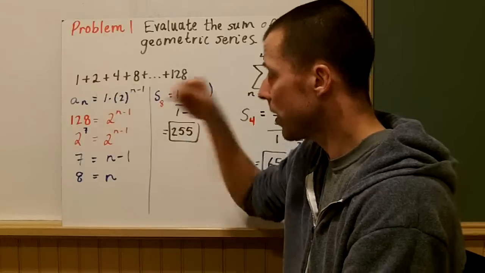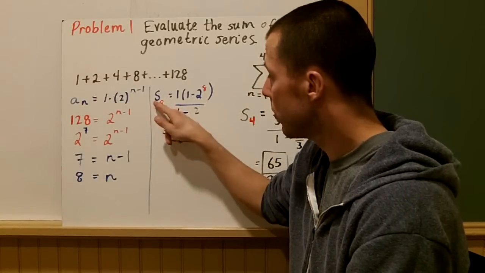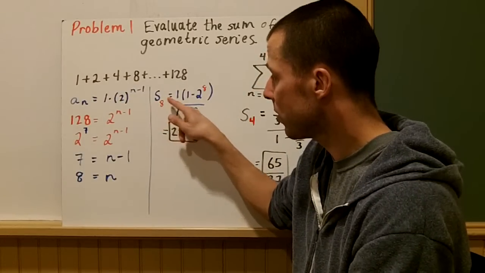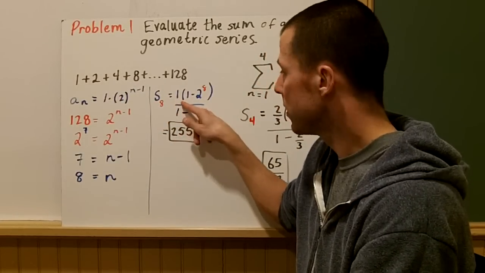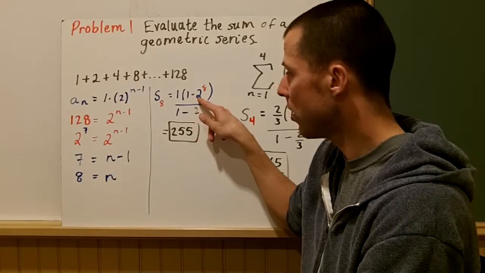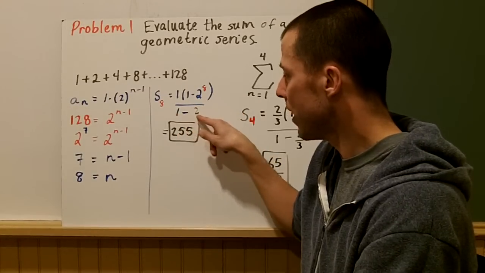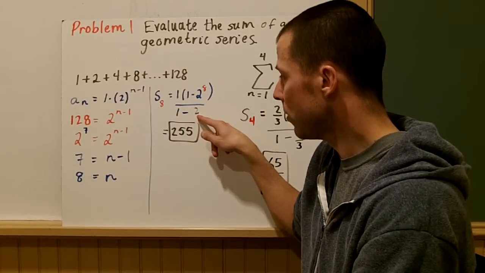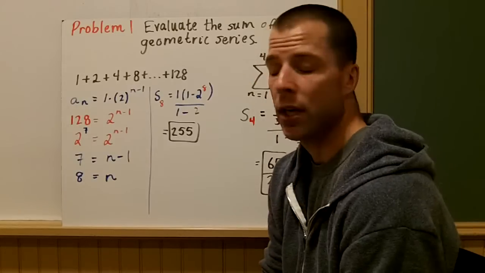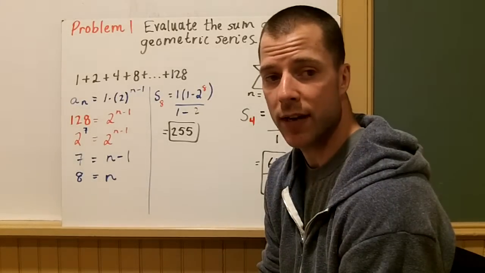Okay, with a common ratio of 2, S sub 8, the sum of the first 8 terms, is equal to the first term times the quantity 1 minus r to the 8th power over 1 minus 2. Okay, and that actually gives us a sum of 255.